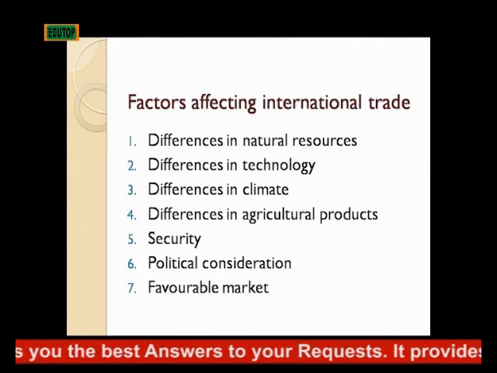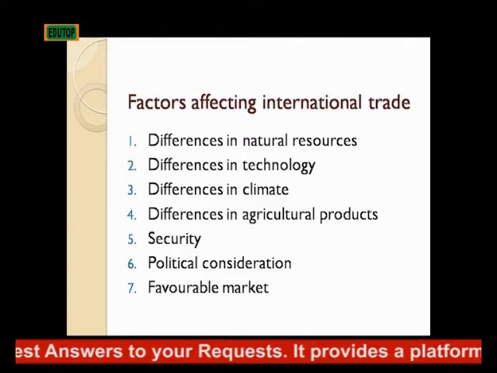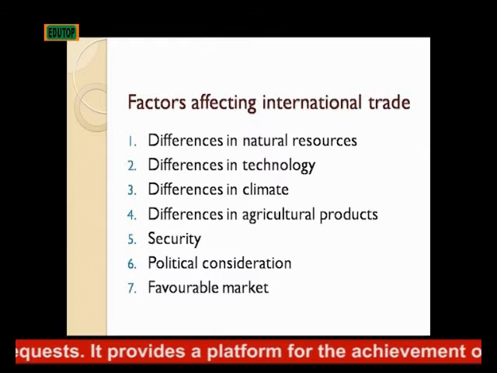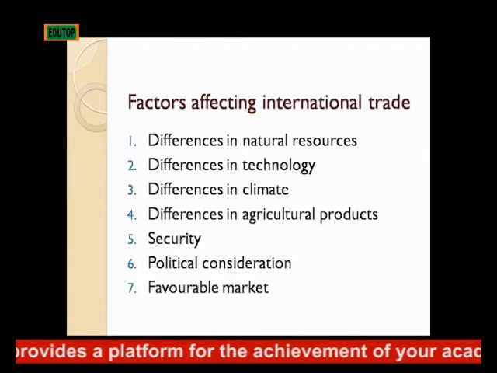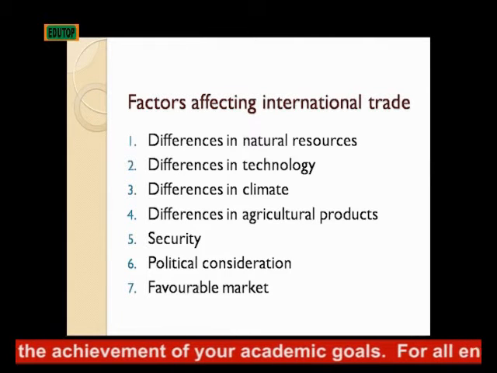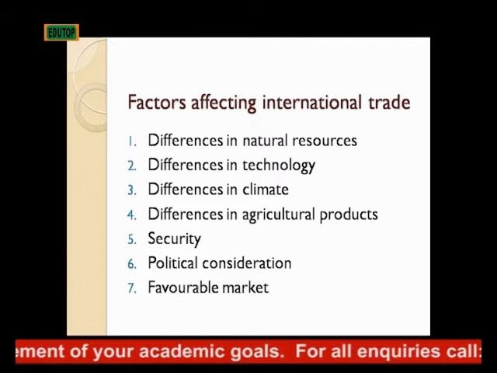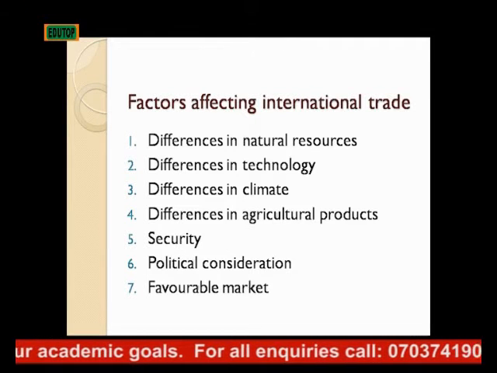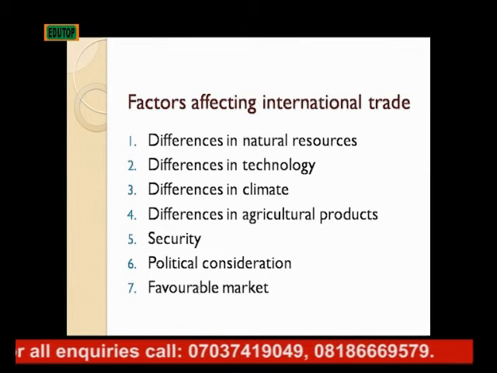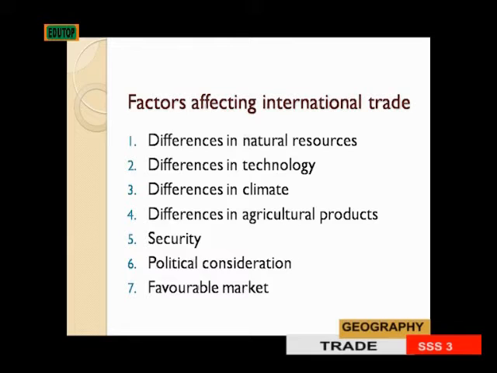Now, security. Security adversely affects international trade. In an area where there is security challenge, people will not want to go to those places to carry out any business or transaction. So security has hampered international trade in that sense. Now, political consideration. People will always go to areas or regions where the political policies running in those areas are favorable. There is also favorable market as a factor affecting international trade.